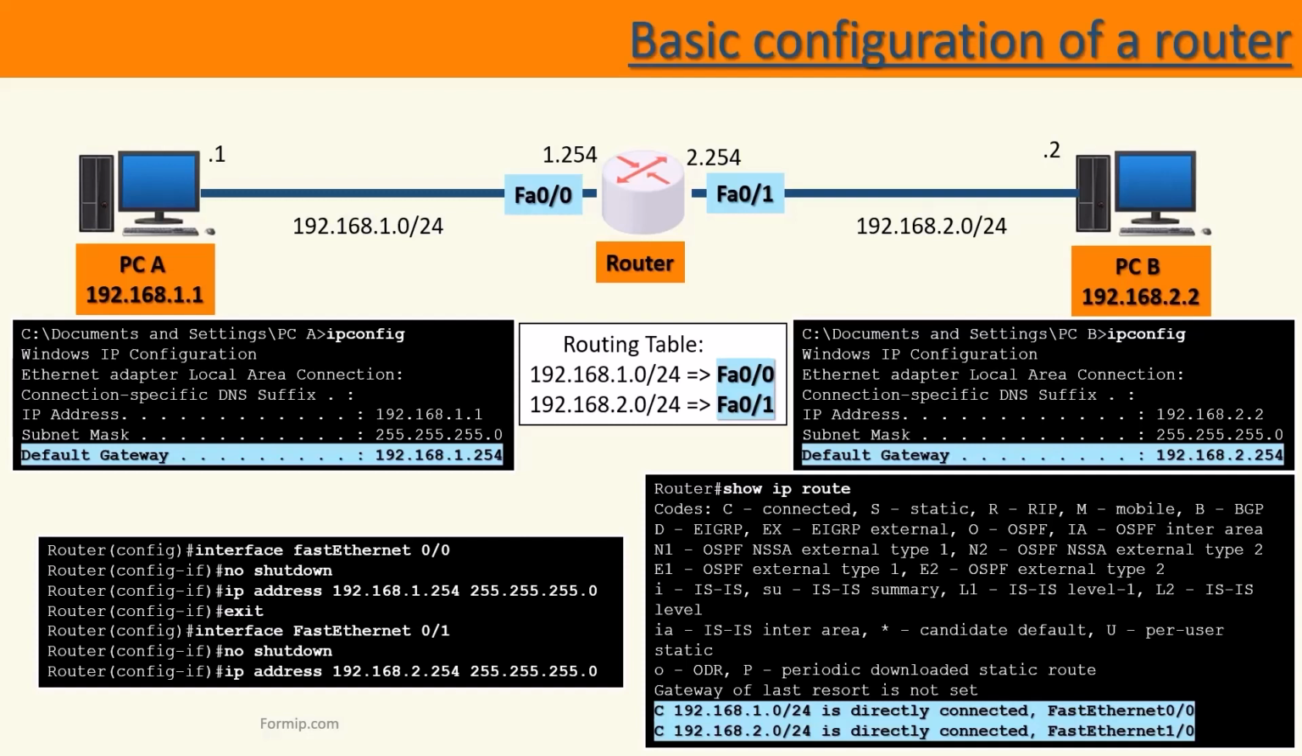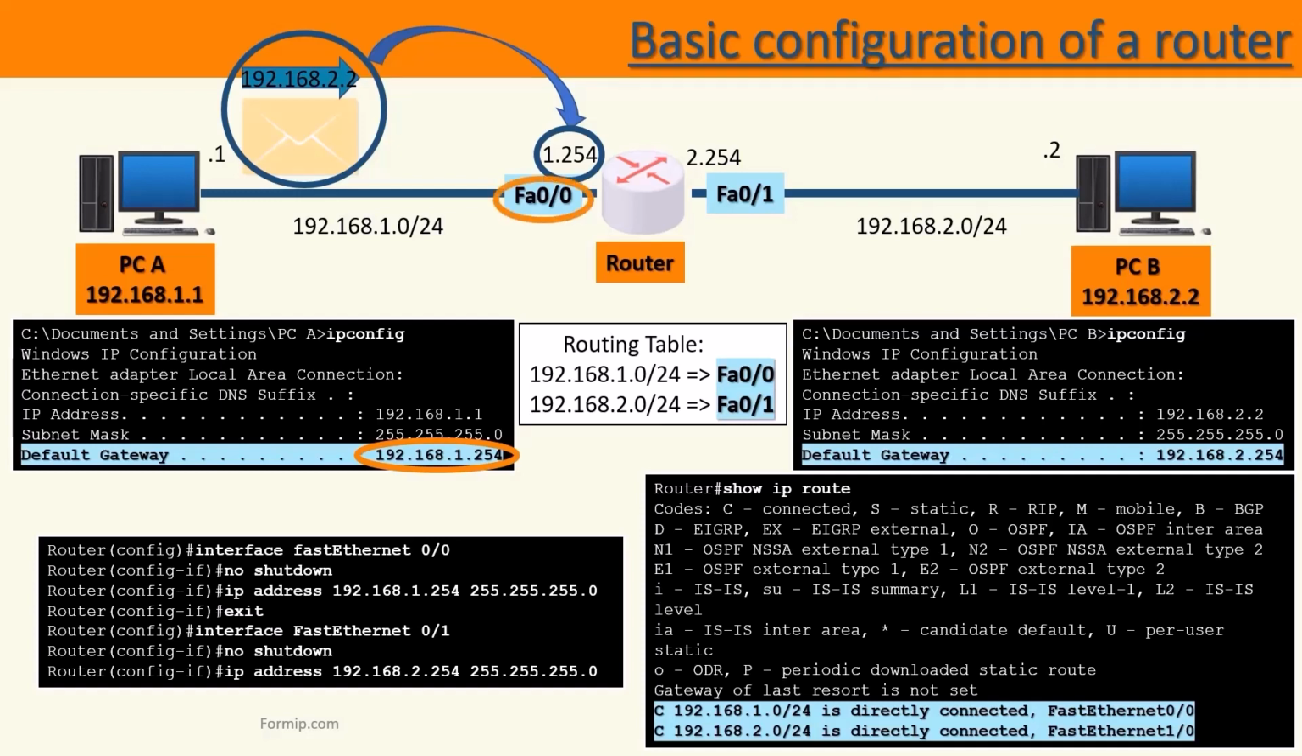Let's say PCA wants to communicate with PCB. First, it will prepare an IP packet for 192.168.2.2. As PCA realizes that this IP is not part of its own network, it sends it directly to its default gateway, that is, address 192.168.1.254, which corresponds to the router's 0/0 interface. When the router receives the packet, it checks the destination IP address and analyzes its routing table. As IP 192.168.2.2 corresponds to the 192.168.2.0/24 network, the router transmits the packet directly to its 0/1 interface, and PCB receives the IP packet that was intended for it.